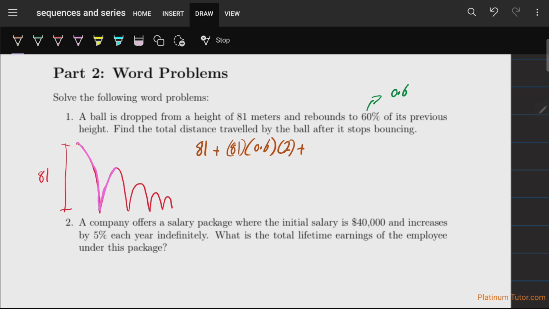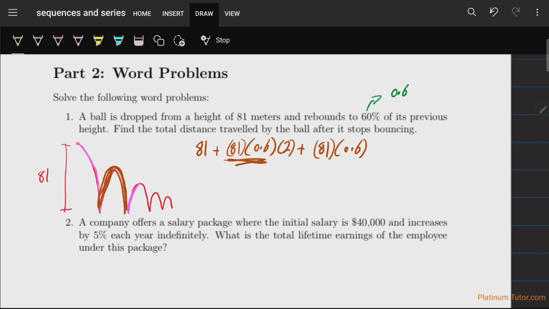Okay, for the next bounce, so that's all the way down to here. For the next bounce, it's going to be 60% of the previous value. So what was the previous value? The previous value was 81 times 0.6, right? We don't think about the times 2 because that's just to signify that there's two pieces to the whole distance here.